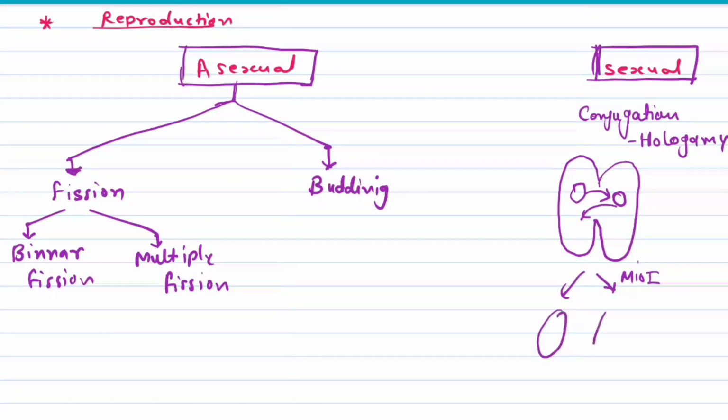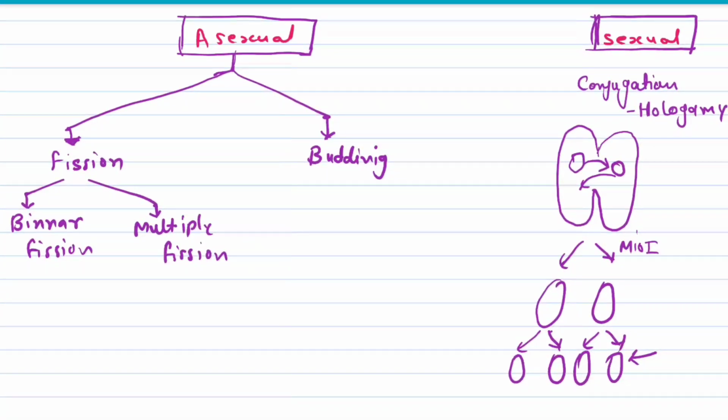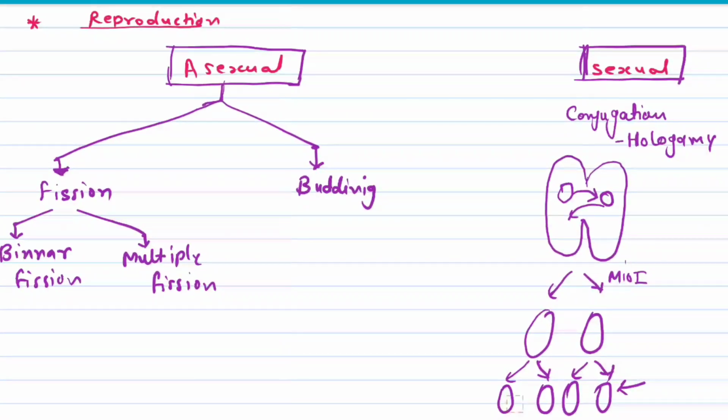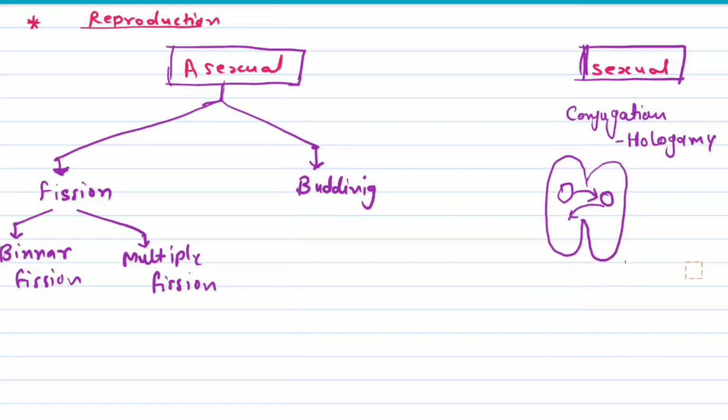Meiosis first produces two cells, and then meiosis second produces four cells. So by this process, sexual reproduction is done, and two cells produce four progeny cells. So this is in sexual reproduction, but this reproduction we call hologamy.